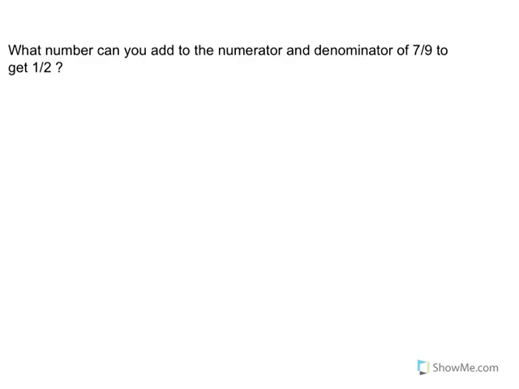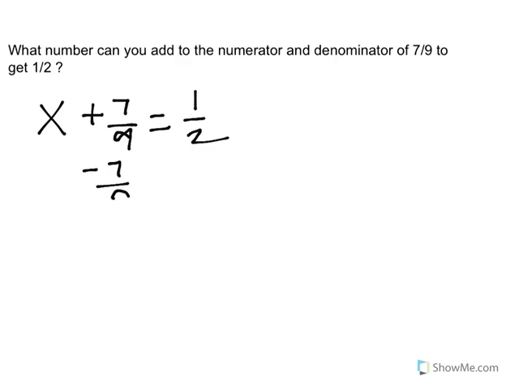The last problem that we're going to work on today is, what number can you add to the numerator and denominator of 7/9 to get 1/2? Well, let's use x for what number can you add to 7/9 to get 1/2? Now we just solve for x. We can subtract 7/9 from both sides to get x by itself.